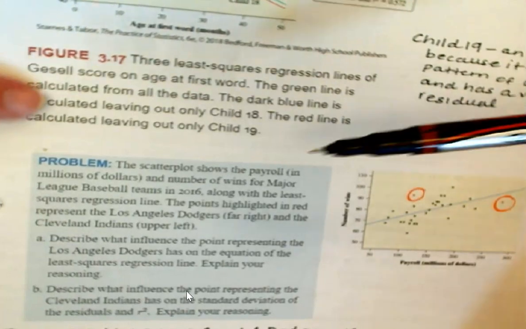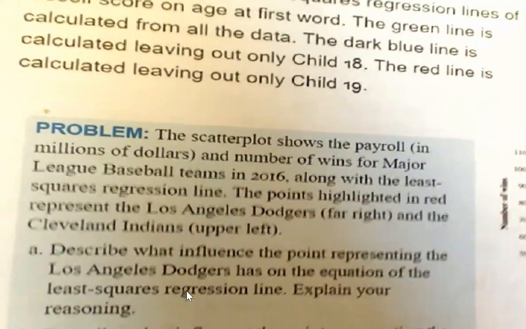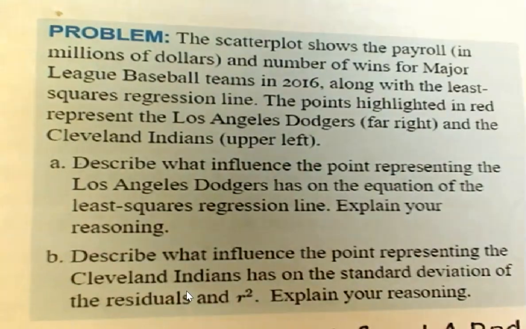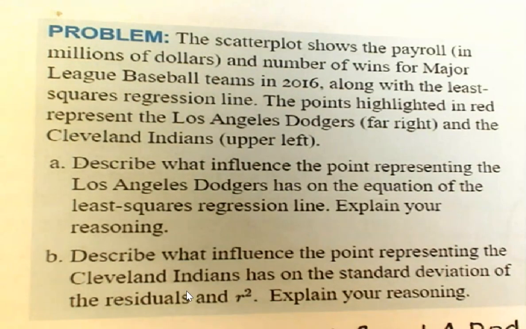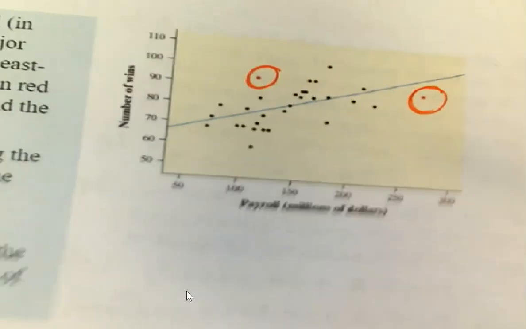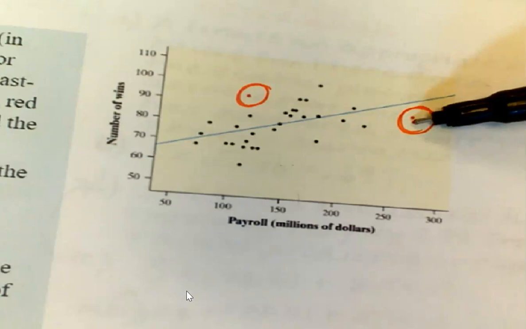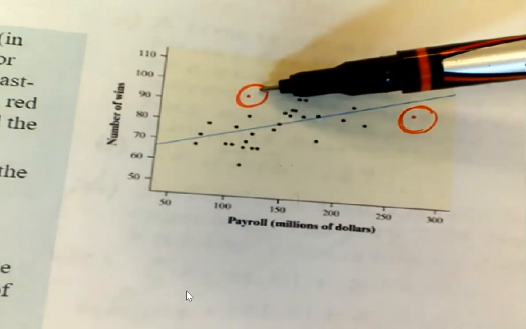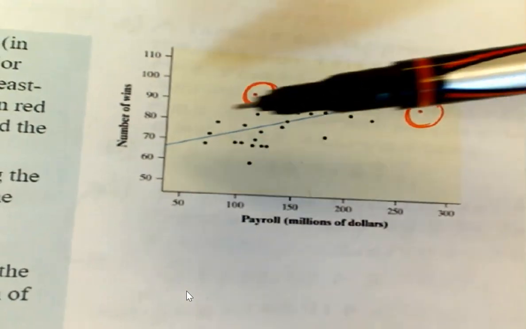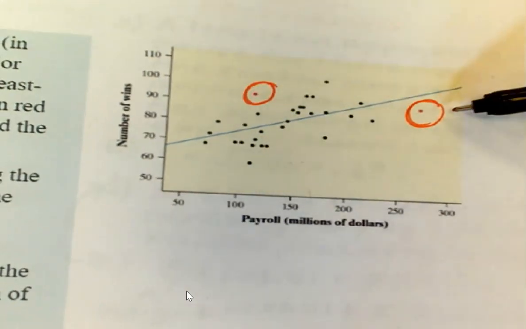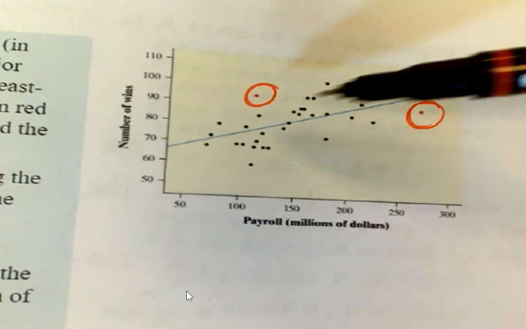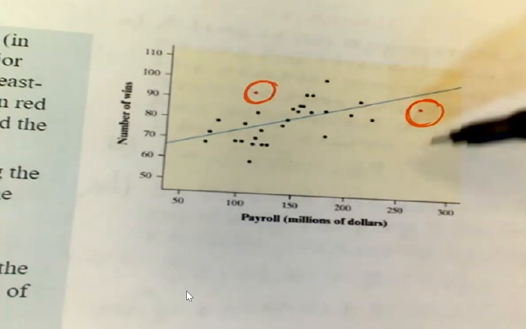All right, last problem. The scatter plot shows the payroll in millions of dollars and the number of wins for Major League Baseball teams in 2016, along with the least squares regression line. The points highlighted in red represent the LA Dodgers, far right, and the Cleveland Indians. So I went through and circled those. So this one here is the Los Angeles Dodgers, and then this one here is the Cleveland Indians. Describe what influence the point representing the LA Dodgers has on the equation of the least squares regression line. Explain your reasoning, and then describe what influence the Cleveland Indians would have.